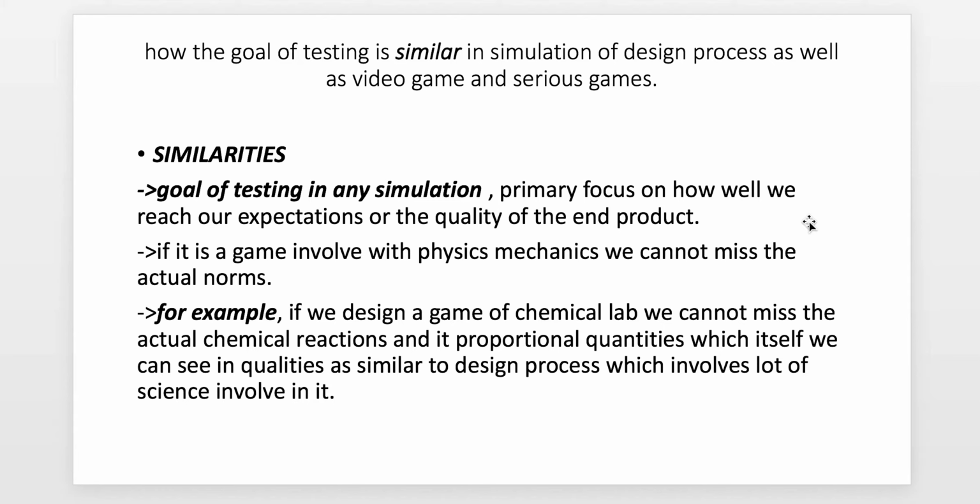Now let us come to the goal of testing in simulation of a design process as well as games. The goal of testing any simulation primarily focuses on the end product, whether it reaches our expectations or not. For example, if it is a game, we should not miss the actual norms of physics and mechanics. Let's say, for instance, if you're designing a chemical lab, we cannot miss the actual chemical reactions and proportional quantities, which we can see in qualities as well as design, which involves a lot of science.